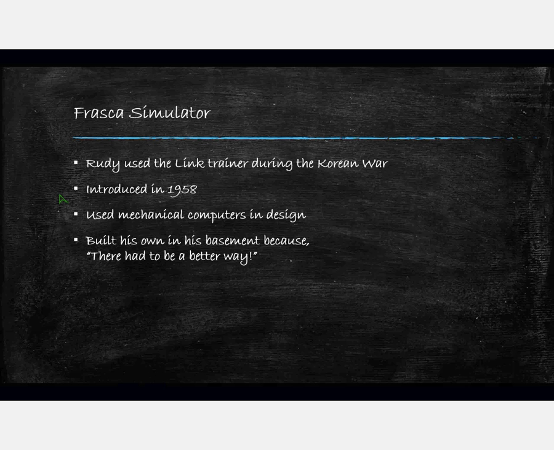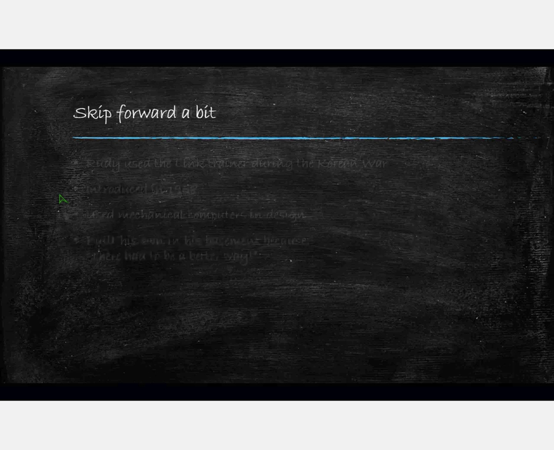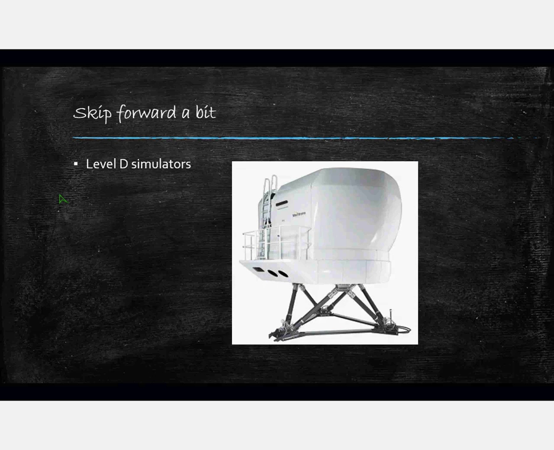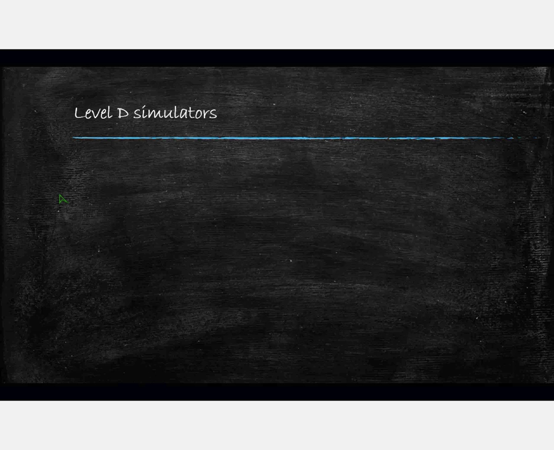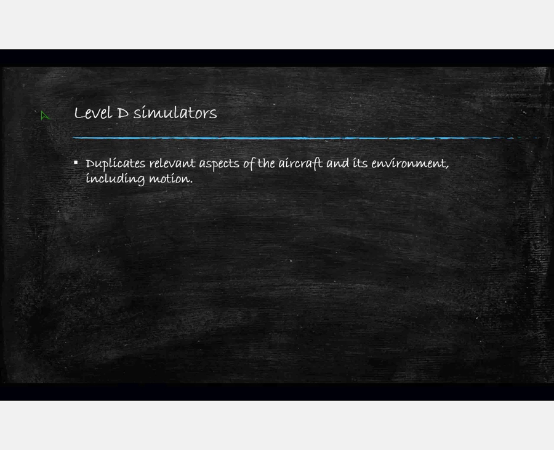Now, Rudy did fly a link trainer, and he said he built this thing in his basement and said there's got to be a better way to train. So we'll skip forward a little bit, and we'll go up to the top of the top, okay, the Level D simulator. All right, this is a full-motion, fully immersive device that SimCom and a lot of the other big guys use. Boeing has them.